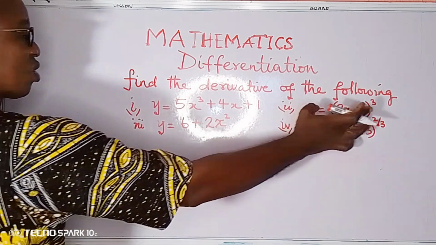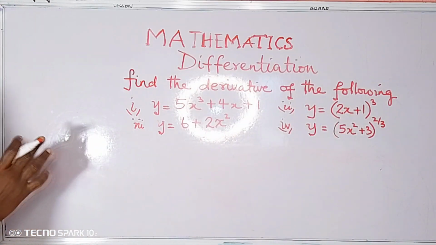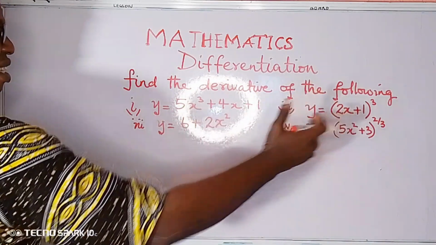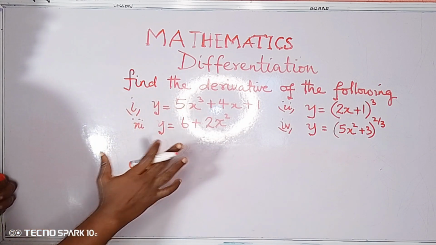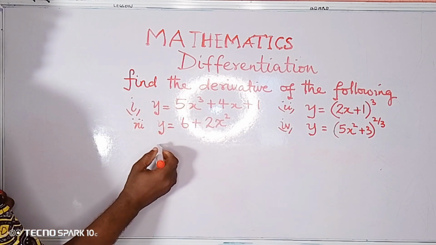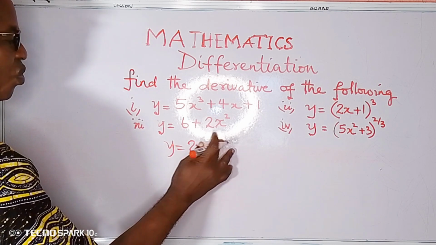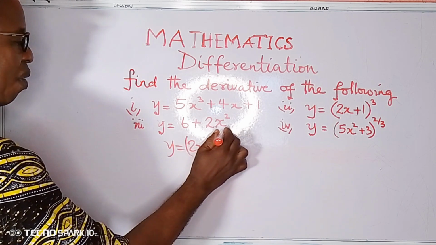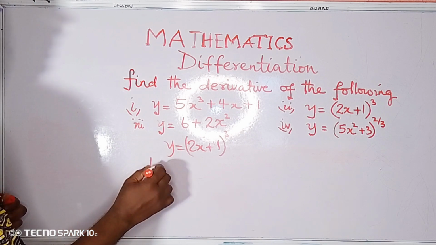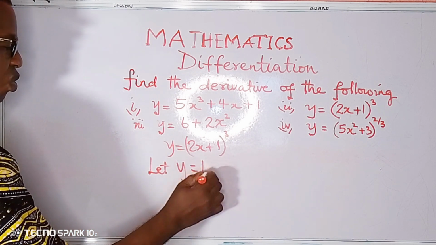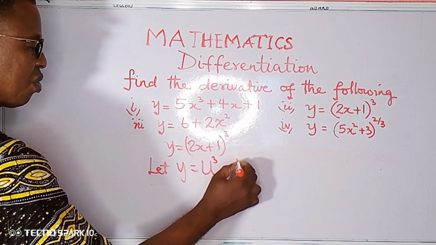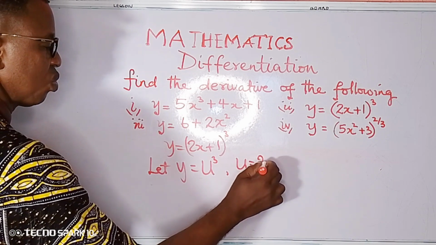Let's go to question number 2, and this is where students have some kind of issues. They go ahead and make unnecessary expansion. Now, you don't need to do all that. Please join me as I solve this problem with you now. You're told here that y is equal to (2x plus 1) raised to the power 3. To solve this problem, let y be equal to u raised to the power 3, where u is equal to 2x plus 1.